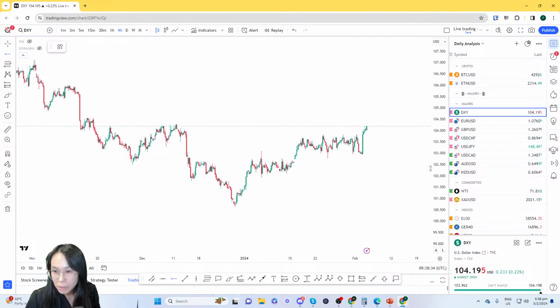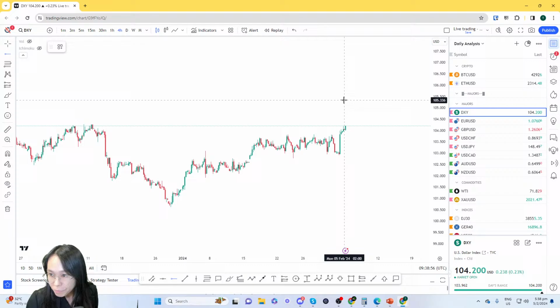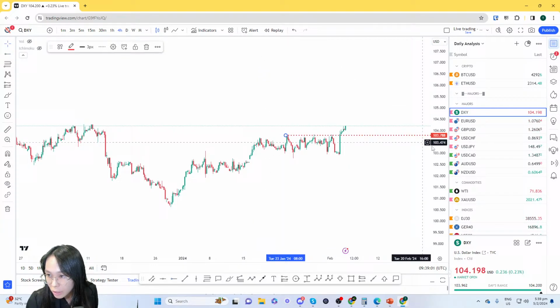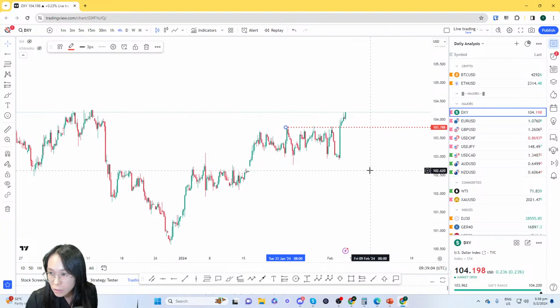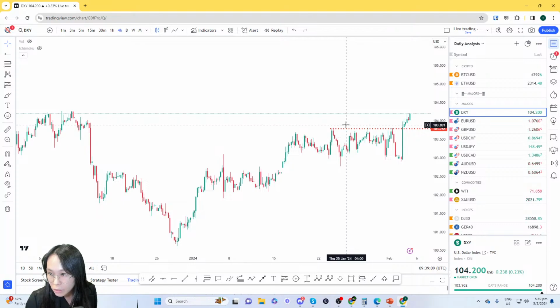You can see the price is still consolidating. This is the H4 chart, by the way, and on the Ichimoku cloud, it's still bullish. You can see that it's way above the Ichimoku cloud. So let's look at some of the key support and resistance levels. We can see that there is a good level here. Let me make the chart bigger so it'll be easier for you guys to see.